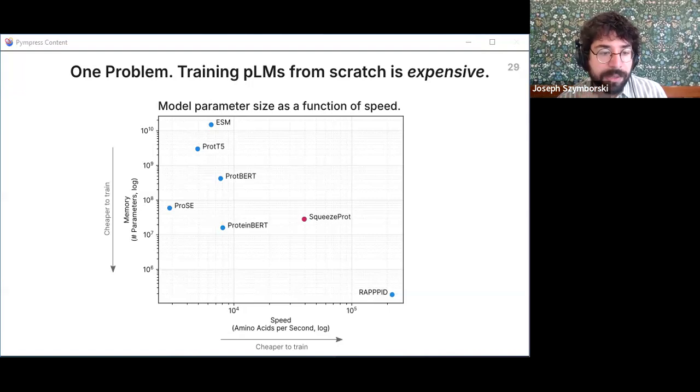So that's why we came up with SqueezeProt. It's a protein language model which is far cheaper to train in terms of both forward pass speed and memory requirements.